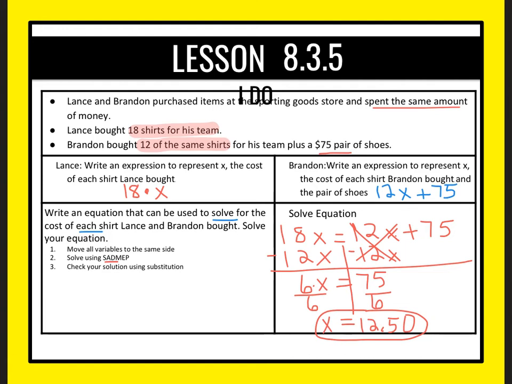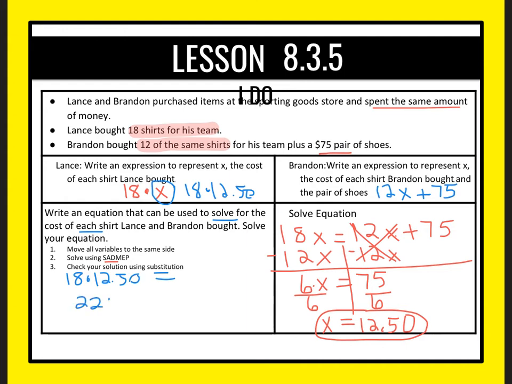Okay? So one way that we can always check if our solution is correct, let's take that solution of $12.50 and substitute it into each of the expressions. So I can take that and in my calculator type 18 times 12.50. And when I do that, guess what? I get $225. So let me just go back and kind of check my solution. 18 times 12.50.